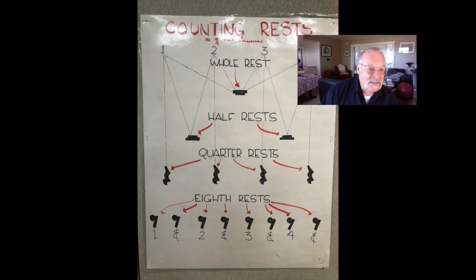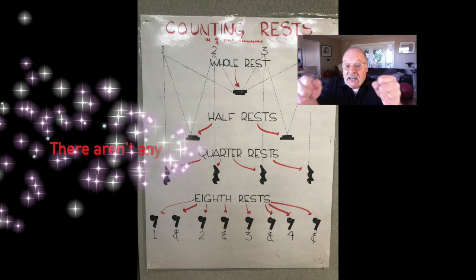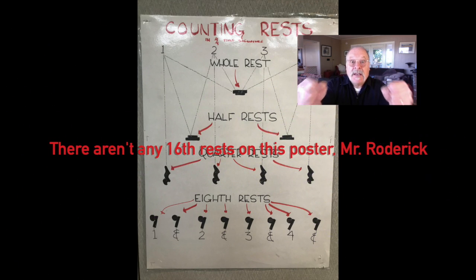That's all they ask. Let's try it with this poster. Are you ready? Here we go. 1, 2, start with whole rests. Go. 1, 2, 3. Half rests. 3. Quarter rests. 1, 2, 3. Eighth rest. 16th rest. 1, 2, 3. Blessed silence.